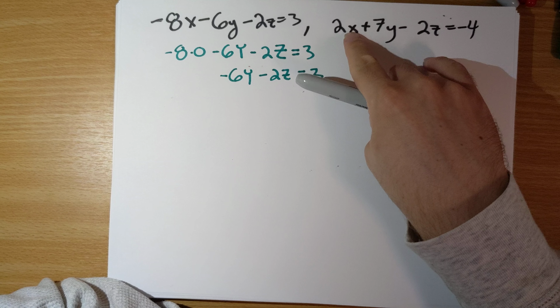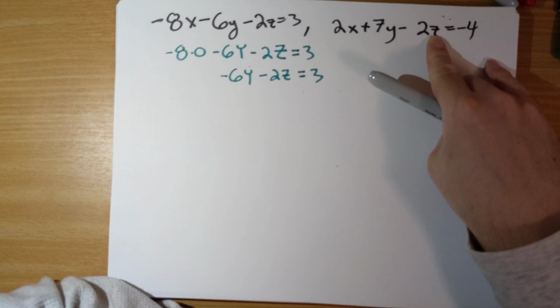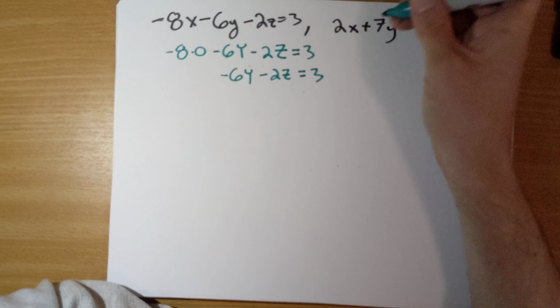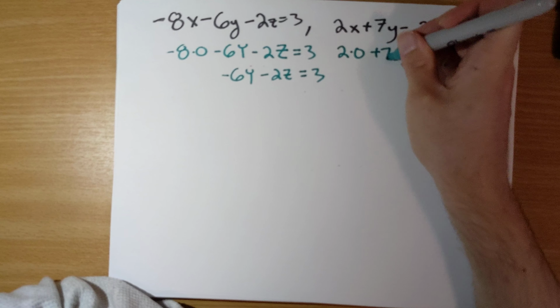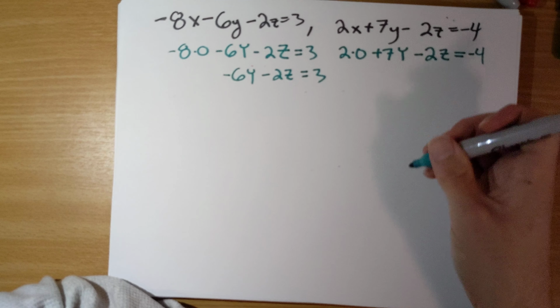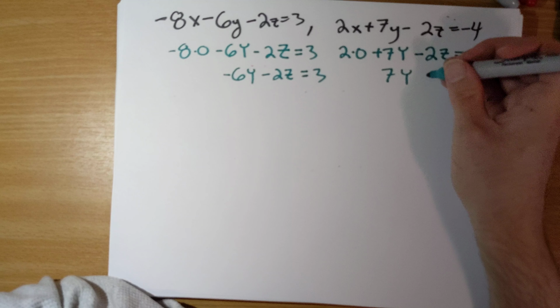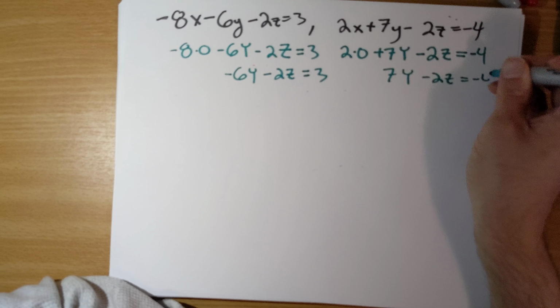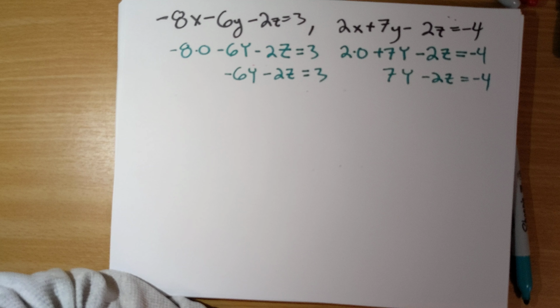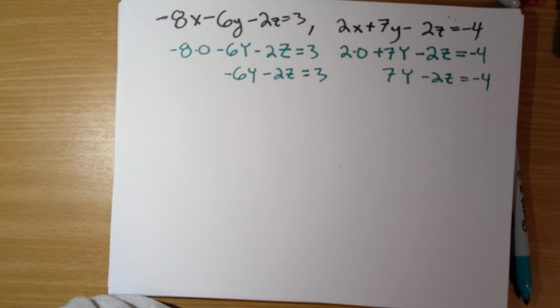And when we plug in x is 0, y is big Y, z is big Z into this second equation, we also have to make this equation true. So 2 times 0 plus 7 times big Y minus 2 times big Z is equal to negative 4, which is 7y minus 2z is equal to negative 4. So at this point, we need to figure out what y and z are. We have a system of two linear equations in two variables, y and z.